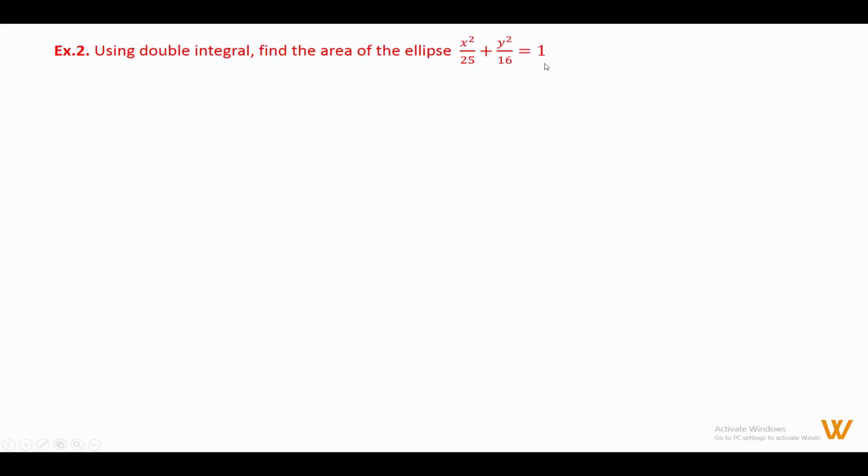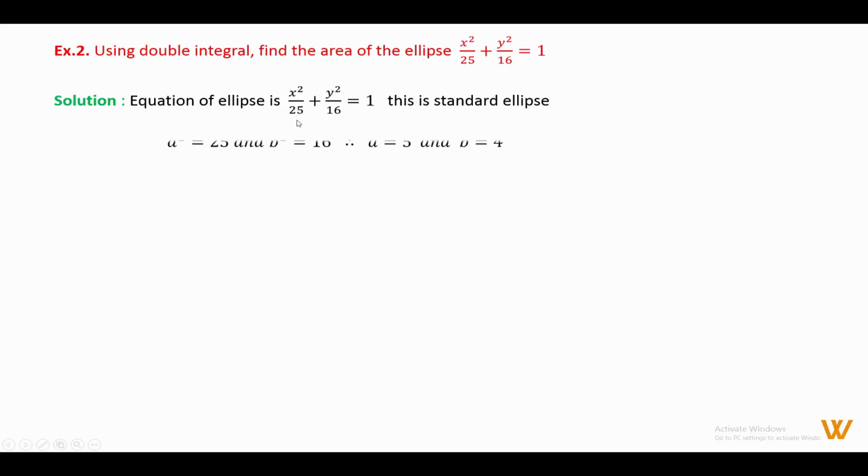16 equal to 1. Solution. Given equation of ellipse is x square by 25 plus y square by 16 equal to 1. This ellipse is in standard form. Therefore a square equal to 25 and b square equal to 16. Therefore a is 5 and b equal to 4.